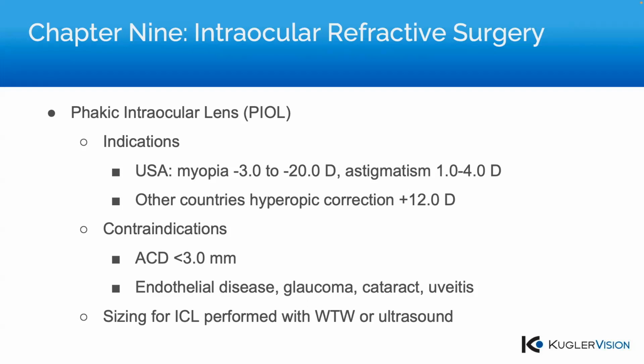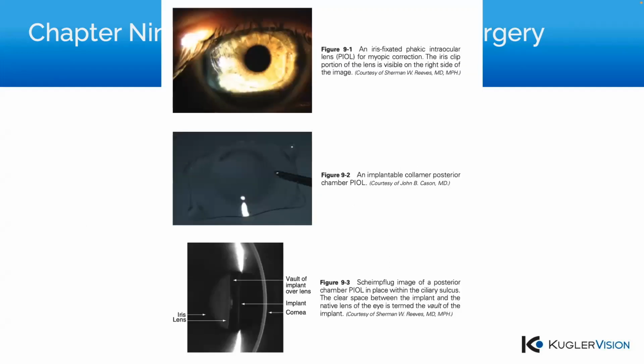Sizing is very important. So they typically come in 4 main sizes of ICL. You can base the sizing off of the white to white measurement on the patient or with ultrasound. We typically do a combination of both, but some studies have indicated that ultrasound is the most accurate, measuring the actual sulcus length of where this ICL sits.